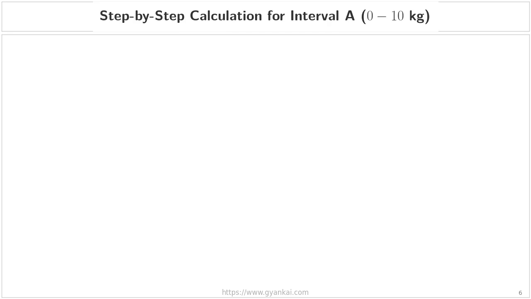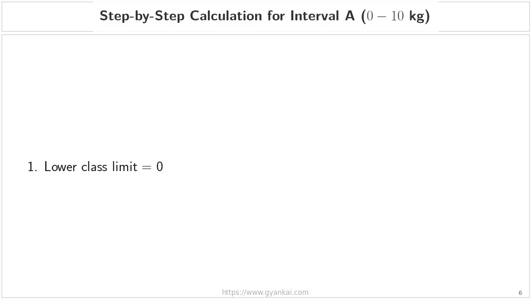Step-by-step calculation for interval A, 0 to 10 kg. Now that we have our scenario from the previous slide, where we are looking at the weights of parcels for a courier company, let's apply the formula we just learned to our first interval. Looking at interval A, which ranges from 0 to 10 kilograms, we start by identifying our boundaries.